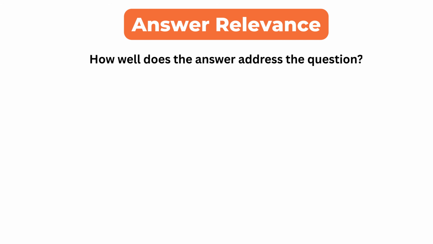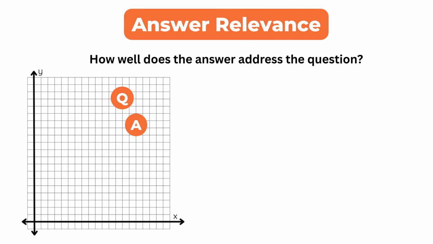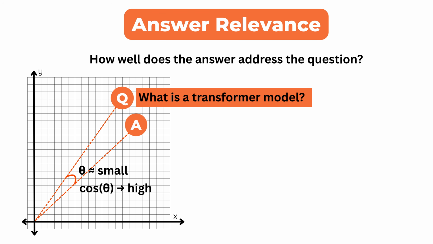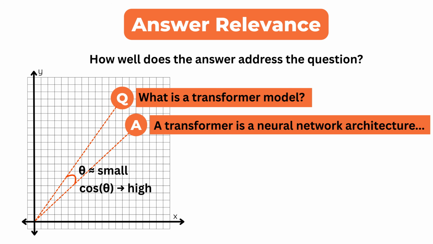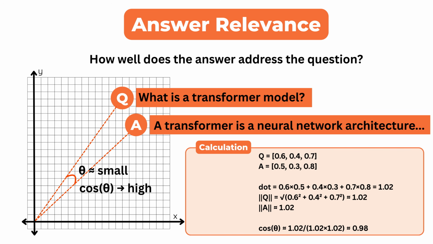Alright, now let's discuss answer relevance. Answer relevance measures how directly the generated answer responds to the user's question. This is usually done using embeddings to check how closely the answer aligns with the query's meaning. For example, for the question "What is a transformer model?" we get an answer, "A transformer is a neural network architecture based on attention." Both are semantically close, so relevance will be high.